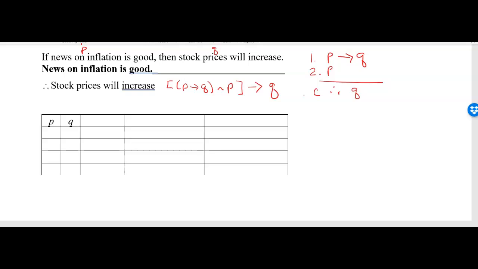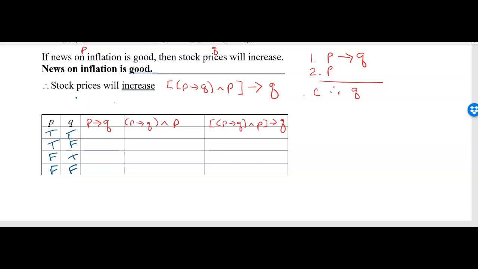All right, so we go to our table. Single statements first, those are already here. Then we work on the parentheses from left to right. So I'm going to have if P, then Q here. Then I put the whole thing together, the whole premise 1 and premise 2. Last column will be the entire argument. All right, so let's do our truth table now. We know that we've got this down by now, right? We've got the pattern.